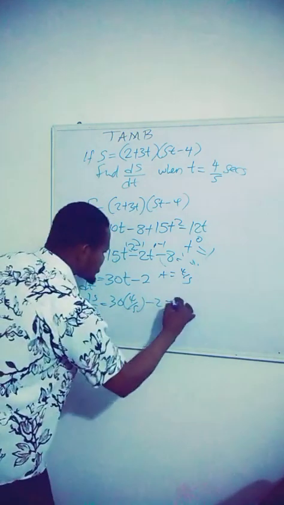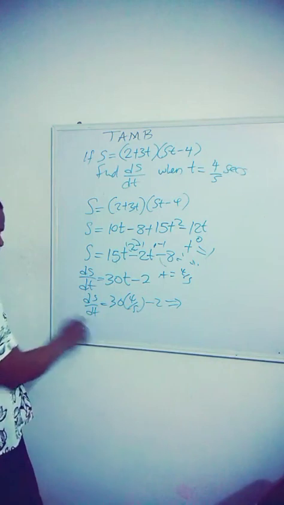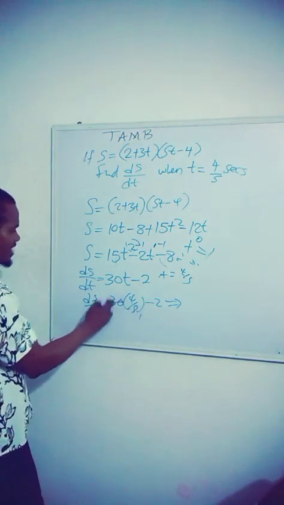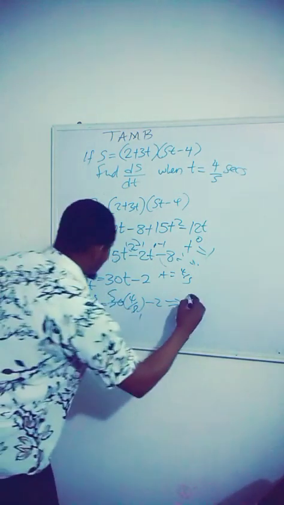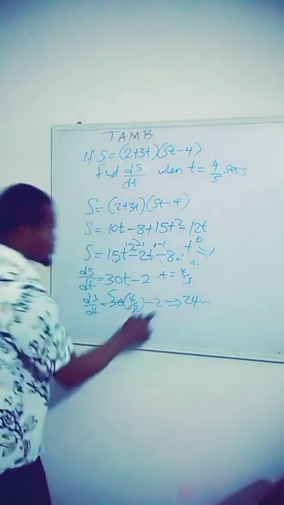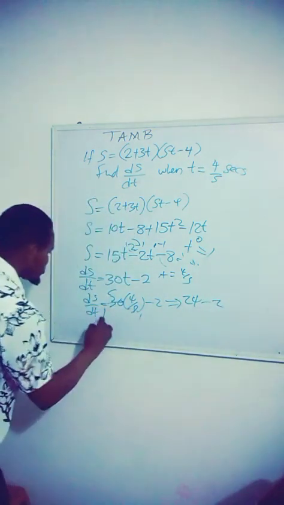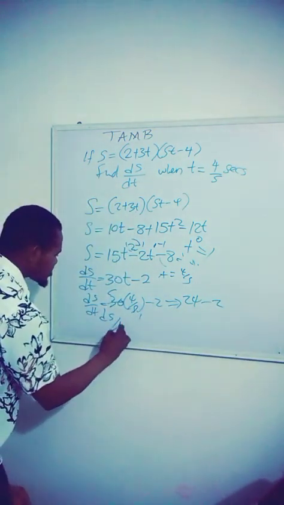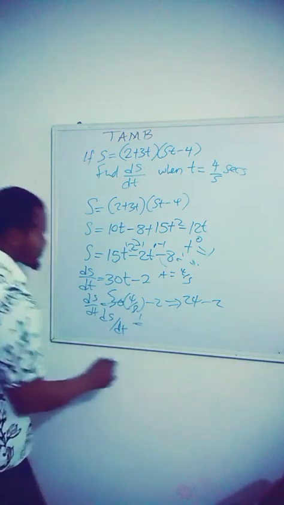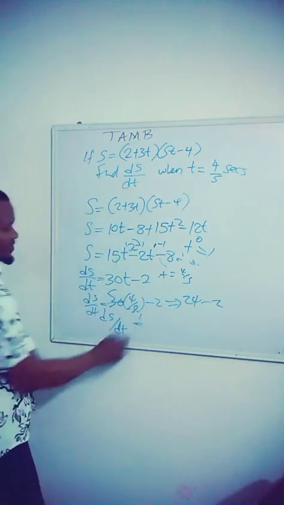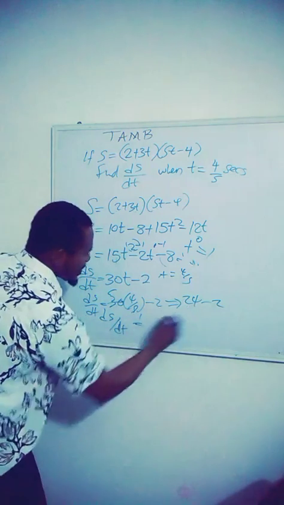So that implies that ds/dt is equal to 5 goes into 30 six times, 6 times 4, that is 24, minus 2. So ds/dt is equal to 22.